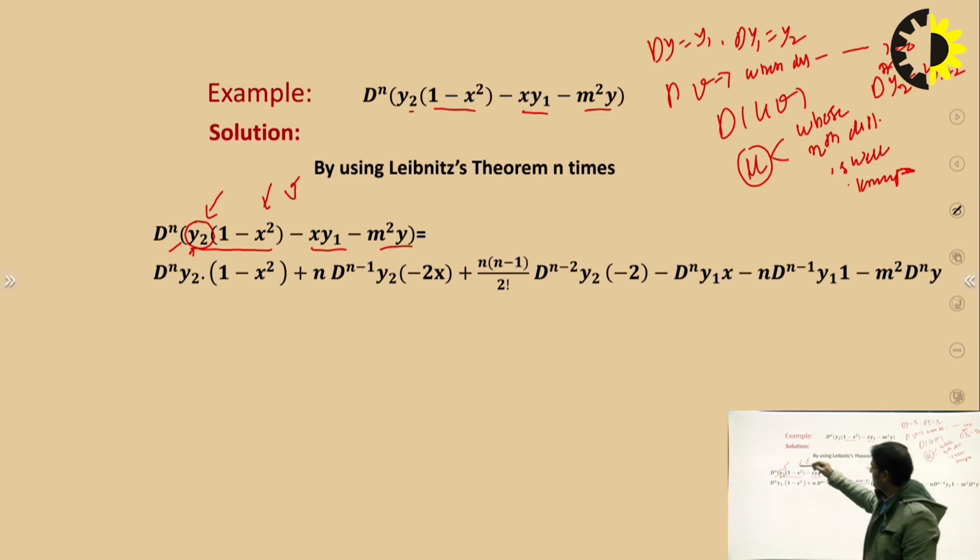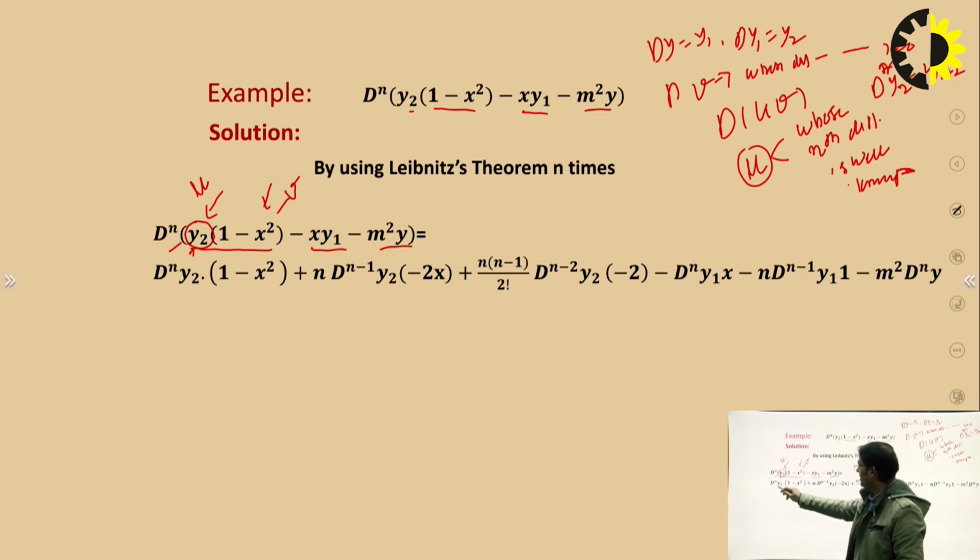So the nth differentiation of y2 should be denoted by u here. And the differentiation of 1 minus x squared is going to decrease; after 2 times it is definitely 0. So we must take 1 minus x squared as v. Now you can apply the Leibniz theorem very easily.